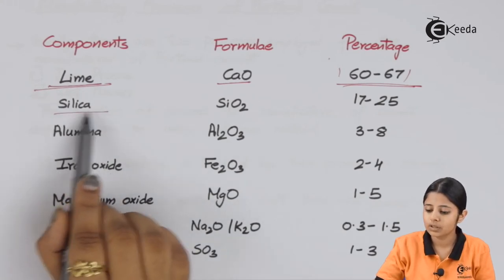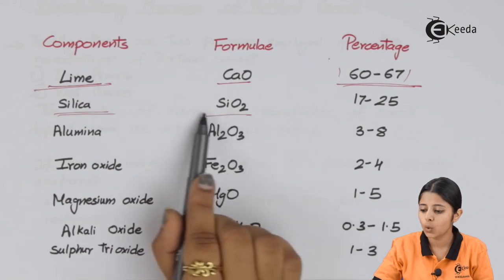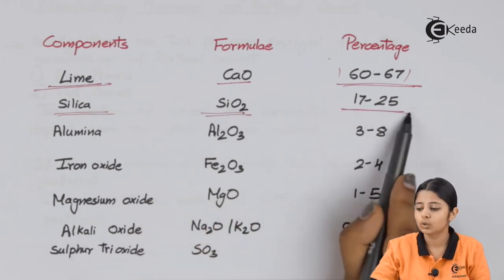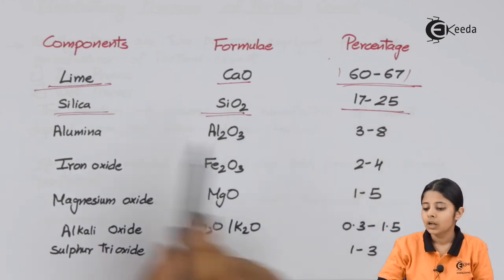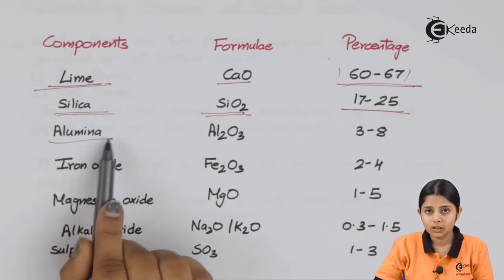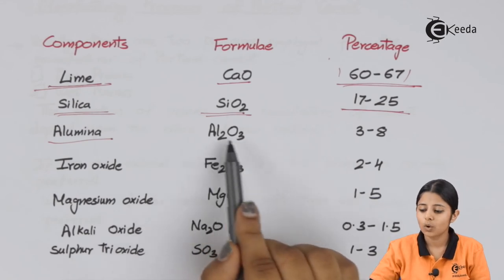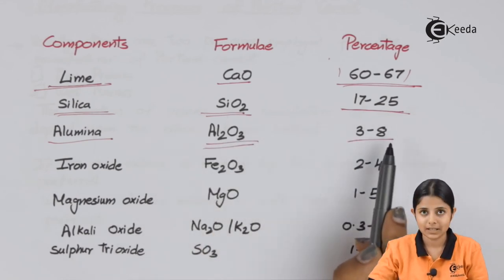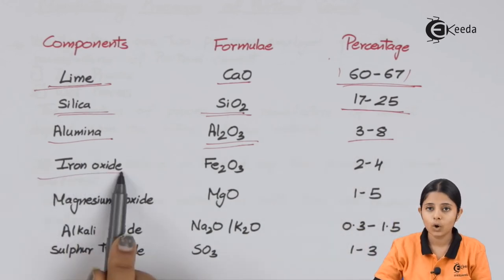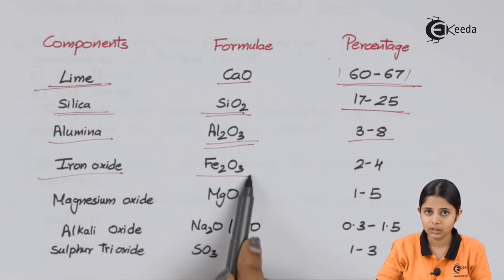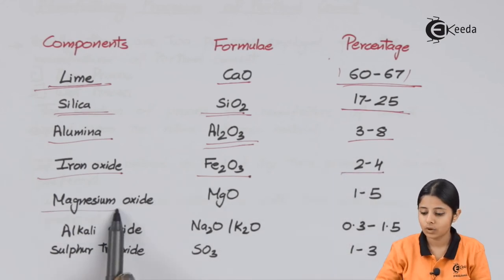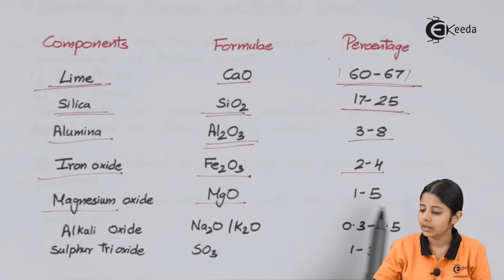The second most important is silica, which is SiO2. This SiO2 will be in the range of 17 to 25%. Moving further, we have alumina. The alumina will be in the form of its oxide Al2O3, which is 3 to 8%. Iron oxide, that is Fe2O3, can be 2 to 4%. Magnesium oxide, MgO, can be 1 to 5%.